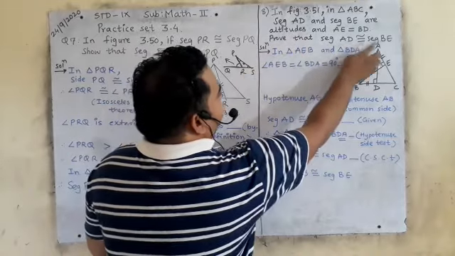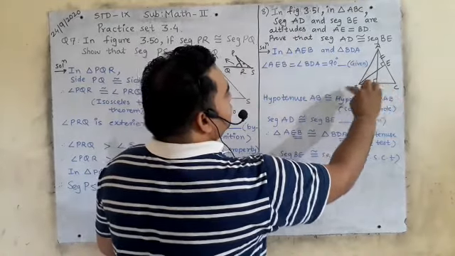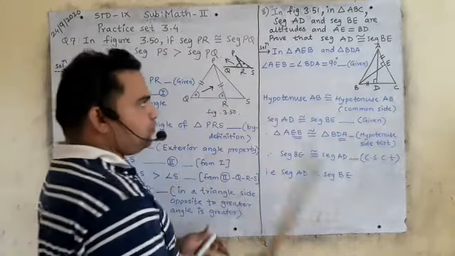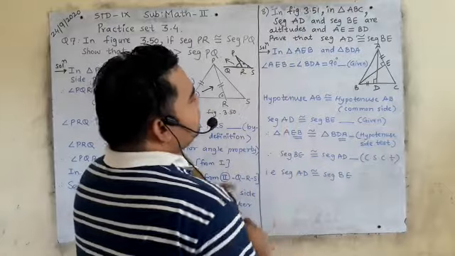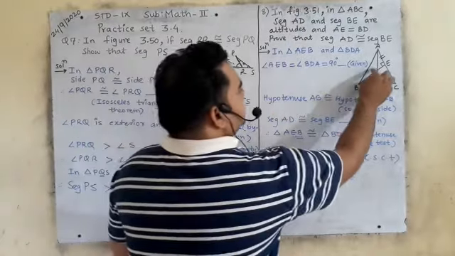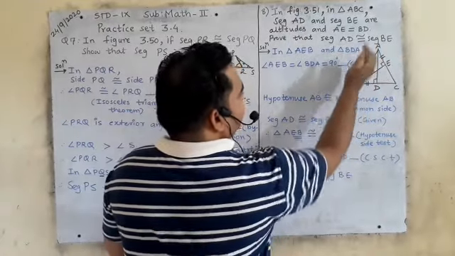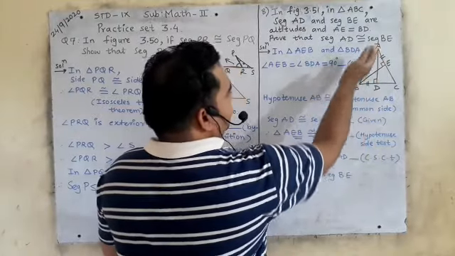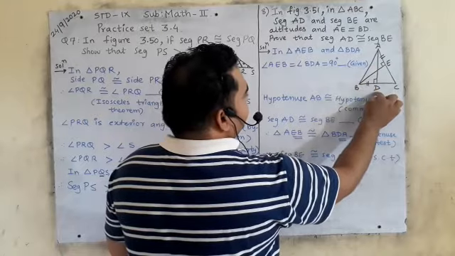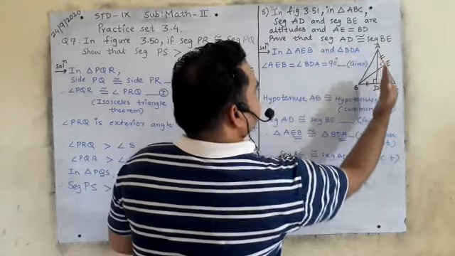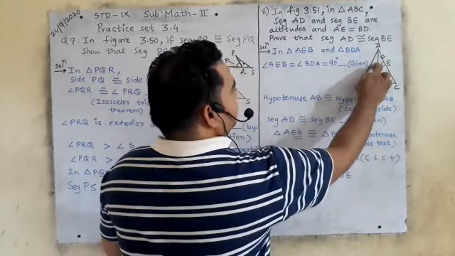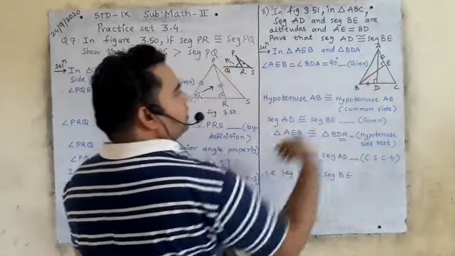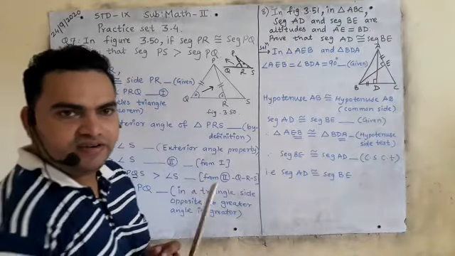Prove that segment AD is congruent to BE, meaning these two altitudes are congruent to each other. We have to prove this. Now we have to choose two triangles. One is this half triangle, AEB, and the other is BDA, this straight one. This triangle we are talking about here, BDA and AEB.